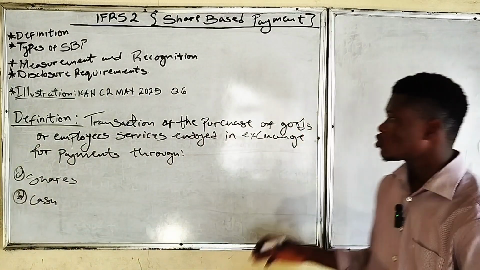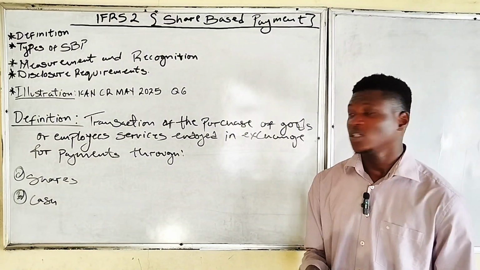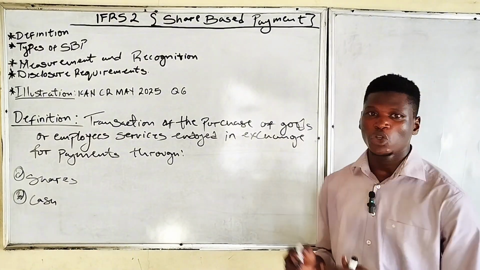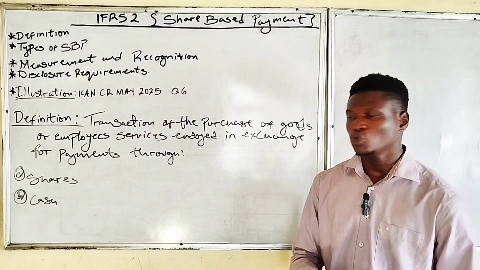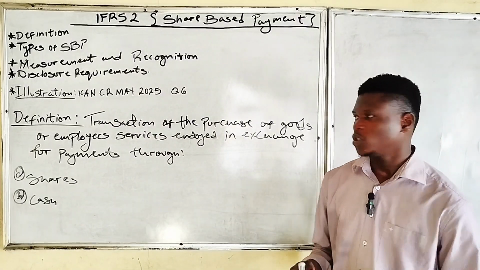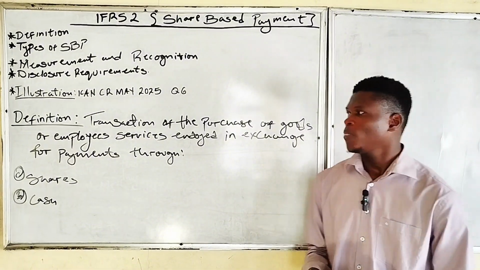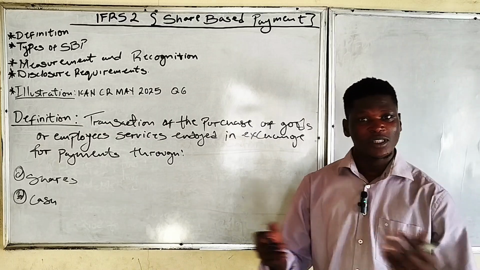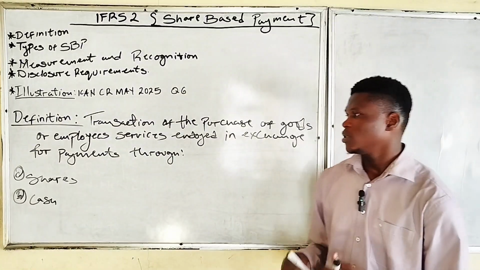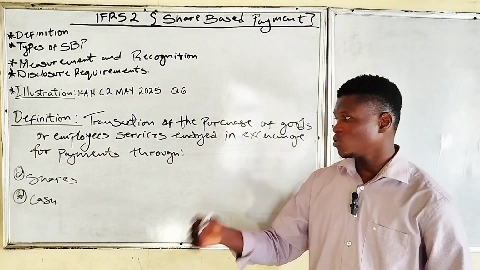So IFRS 2 share-based payments says a transaction that occurs whereby an entity purchases goods or enjoys services from its employees and pays them back through shares or through cash. So when an entity, like a company for example, has so many staff, then instead of paying salaries and wages like the normal thing, now you are paying your employees in shares. You make them part of the shareholders.